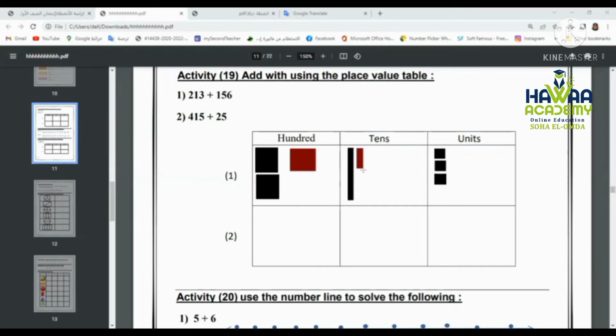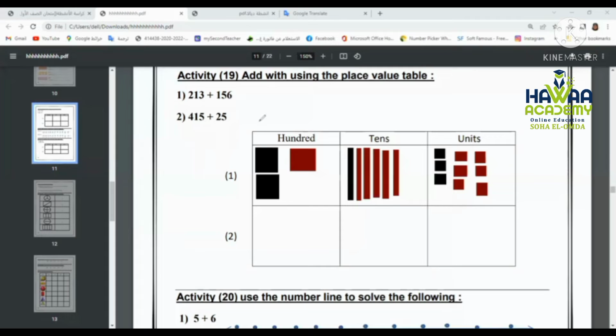150, so it has 5 tens. Here's 1, 2, 3, 4, and 5. And we want to make 6 ones or 6 units. So here we go. Here's 1, 2, 3, 4, 5, 6. What we're going to do now, we're going to count together.